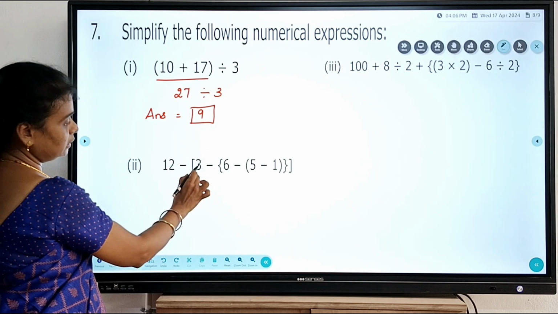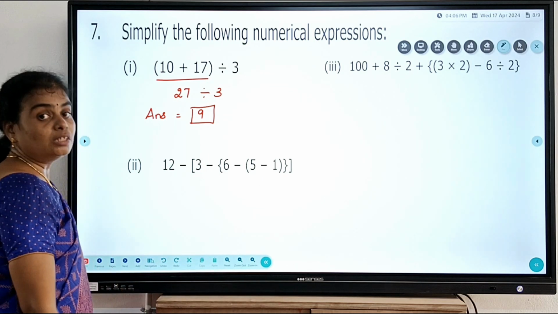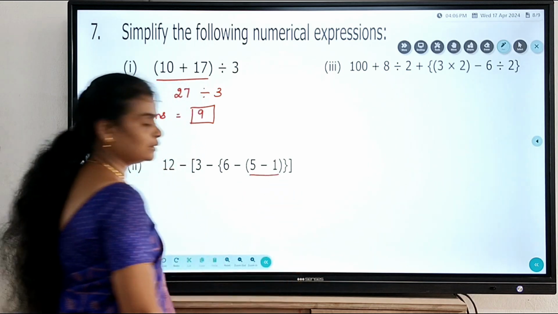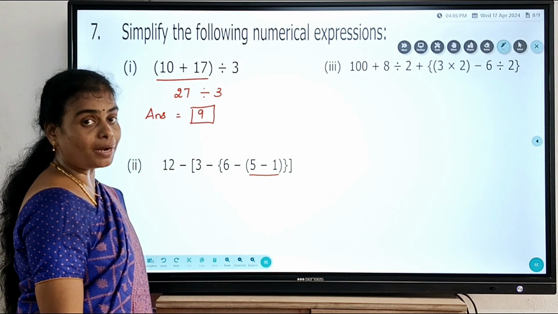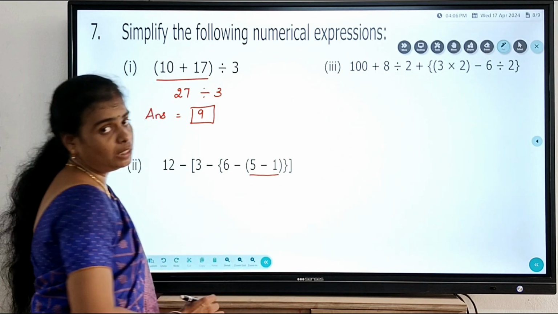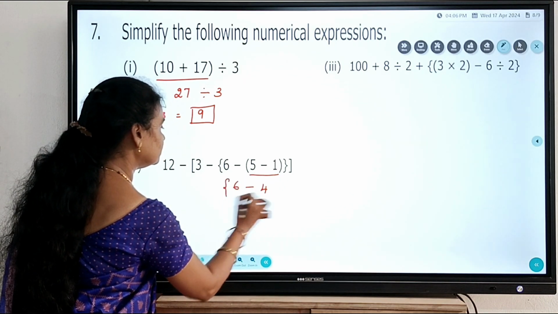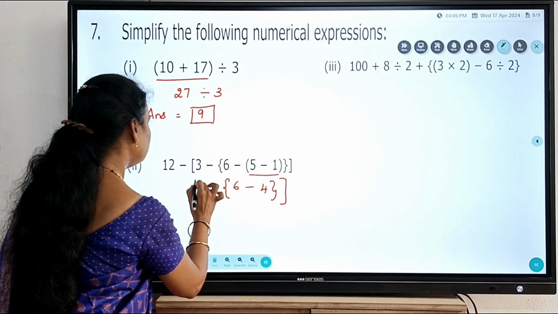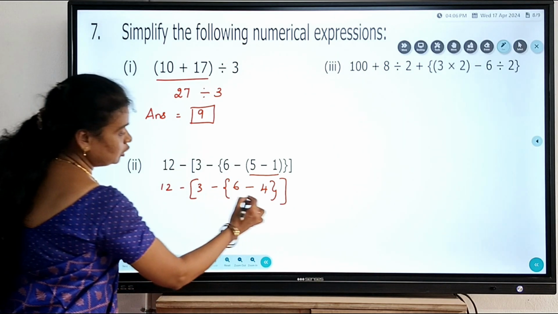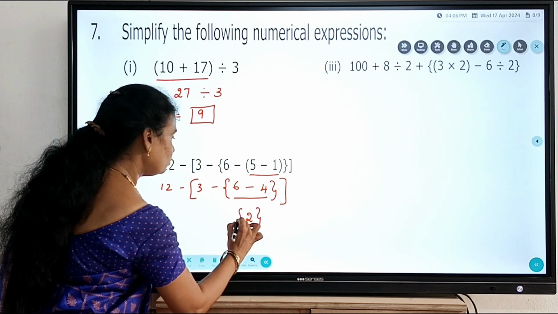Second one: 12 minus {3 minus [6 minus (5 minus 1)]}. Here three brackets are involved. How are we going to solve these? The innermost bracket has to be solved first. Is it clear? When two or more brackets are involved in a single sum, the innermost bracket has to be solved first. So 5 minus 1 will become 4, and the rest you can write as it is. Now the innermost bracket is this square bracket. So 6 minus 4, that is 2.